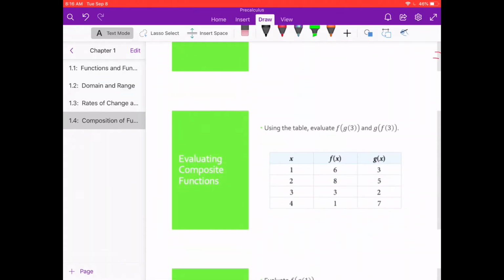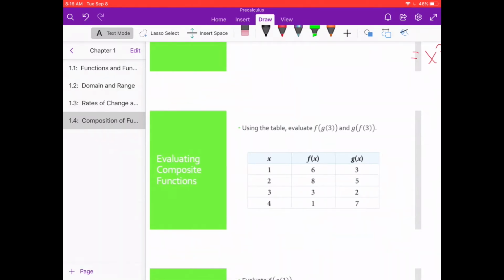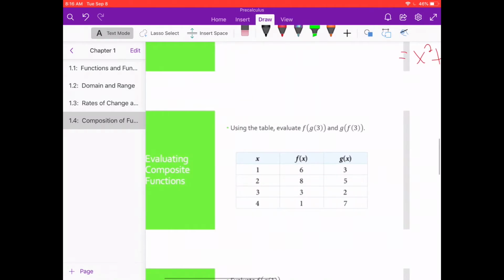All right, then we can do it using a table. So using the table, find f of g of 3 and g of f of 3. First thing we want to do is work inside out. So for the first one, let's find what g of 3 is. I'm going to look in the x column for 3, and then go over to g of x. So g of 3 is 2.